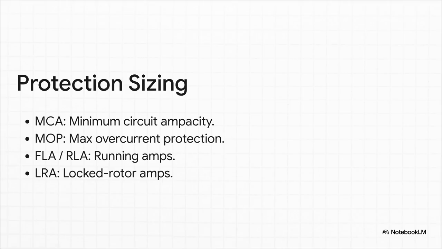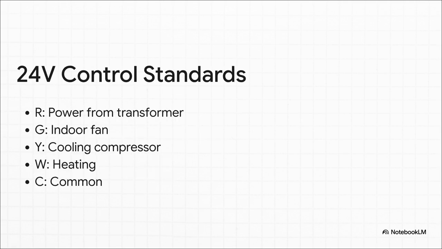And when you're testing loads, just remember, your normal running amps will always be significantly lower than that heavy startup surge of your locked rotor amps. To safely control all that massive high voltage, a transformer steps it down. We rely heavily on those 24-volt industry standards, right? R for power, G for fan, Y for cooling, W for heating, and C for common. This standardization keeps our control wires cheap, universally understood, and perfectly safe to handle while troubleshooting.